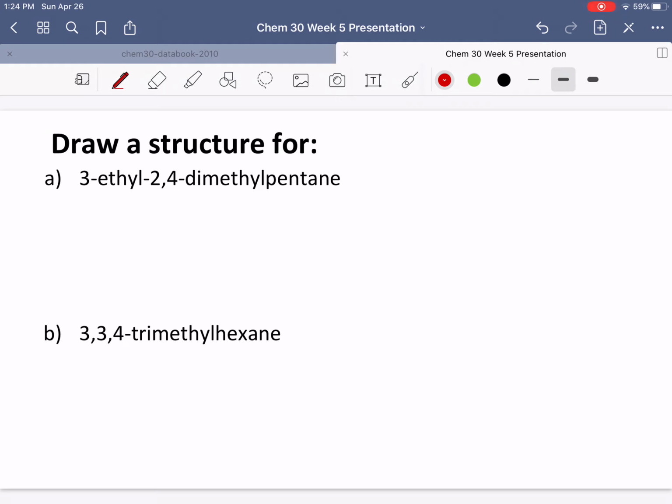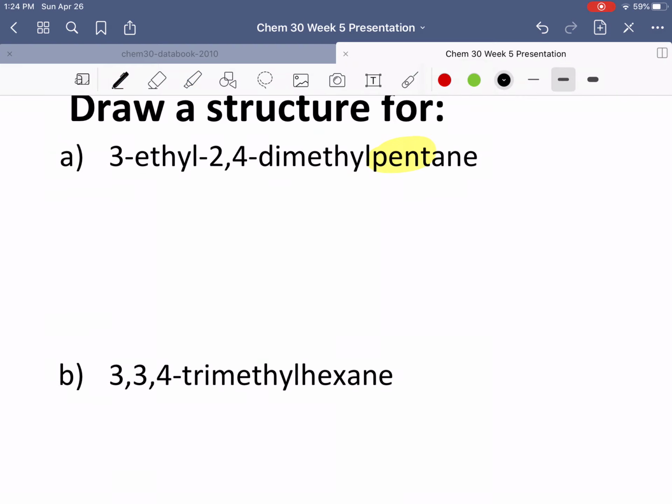How about this one? Draw a structure for 3-ethyl-2,4-dimethylpentane. Wow! Who knew you'd be able to do this, eh? Okay. Focus always on that parent chain first, right? Pentane. And we'll do these as both condensed structural diagrams and line structural diagrams. Before you even look at all those prefixes, let's just get that parent chain done. Pentane. Pent is 5. Leave spaces for hydrogens. 1, 2, 3, 4, 5.